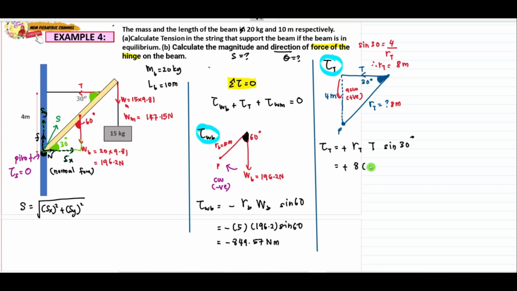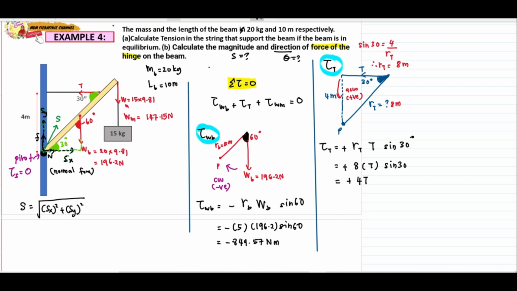So, T kita tak tahu. Kita nak kira sine 30 degree. So, saya selesaikan dulu 8 times sine 30 degree. Saya nak simplify. Saya tak nak panjang-panjang macam tu. So, positive 4T. Saya biarkan dulu. Kita tak boleh selesaikan. And then we proceed to the third force, which is the weight of the mass.